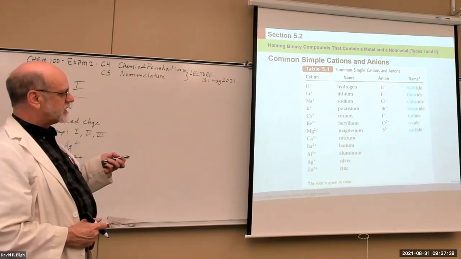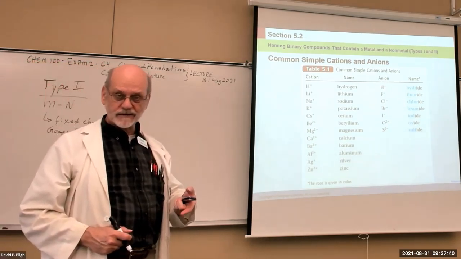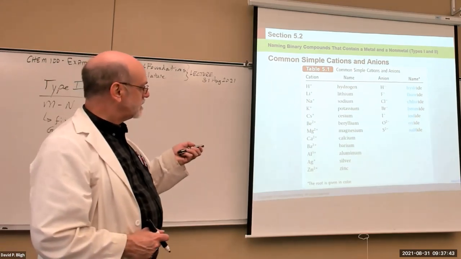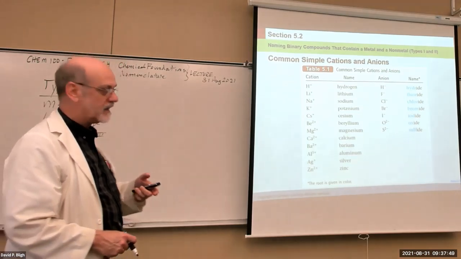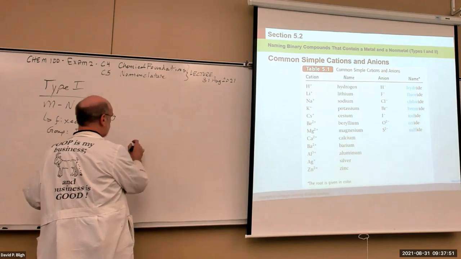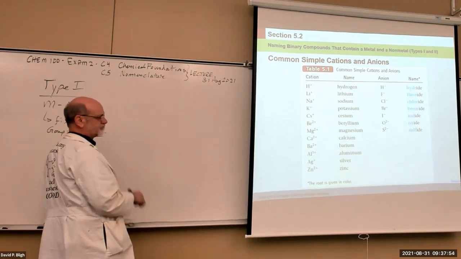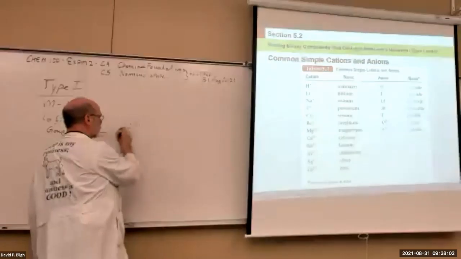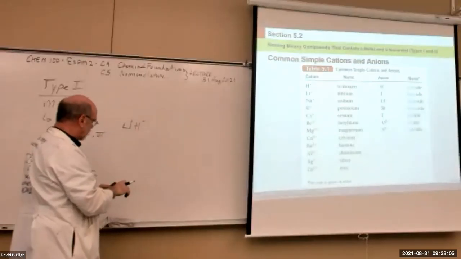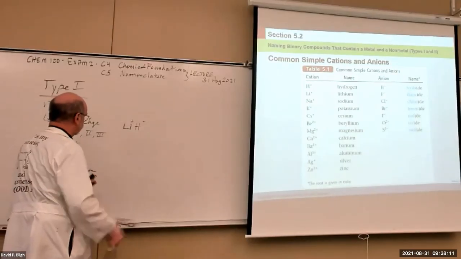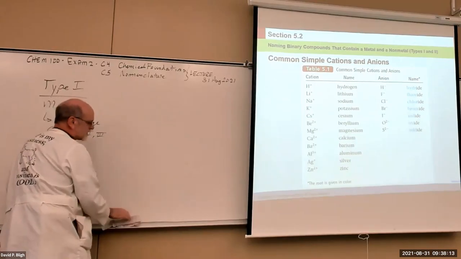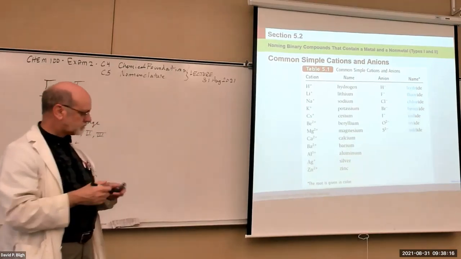Now, if hydrogen is bound to a metal, then it acquires a minus one charge, which means then you say hydride. So let's see. Lithium hydride. Lithium is always a plus one, so hydrogen has to be a minus one. All right, that's type 1 compound.